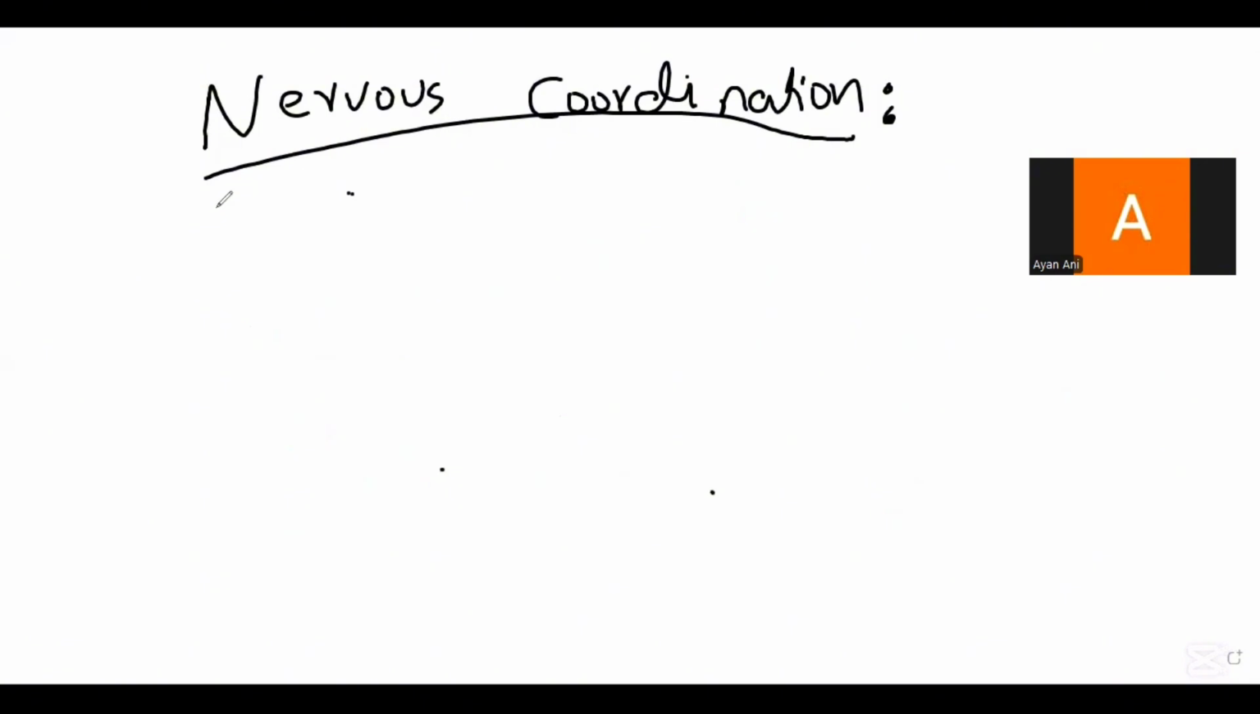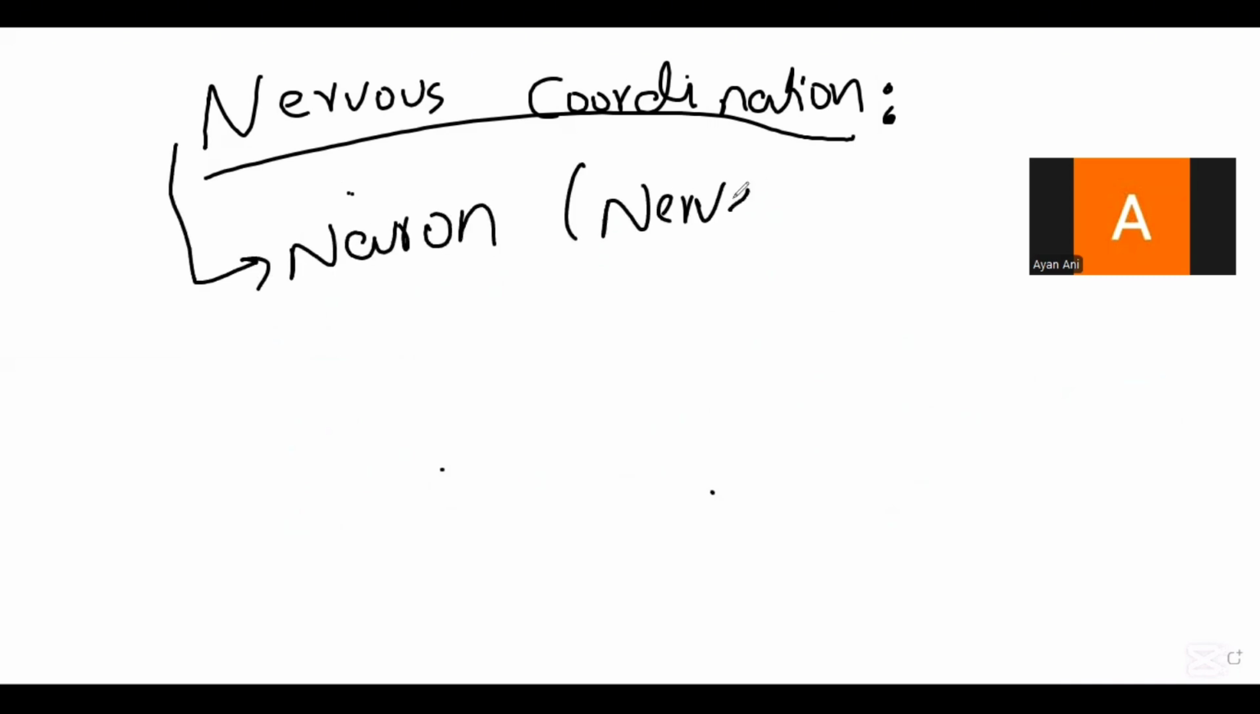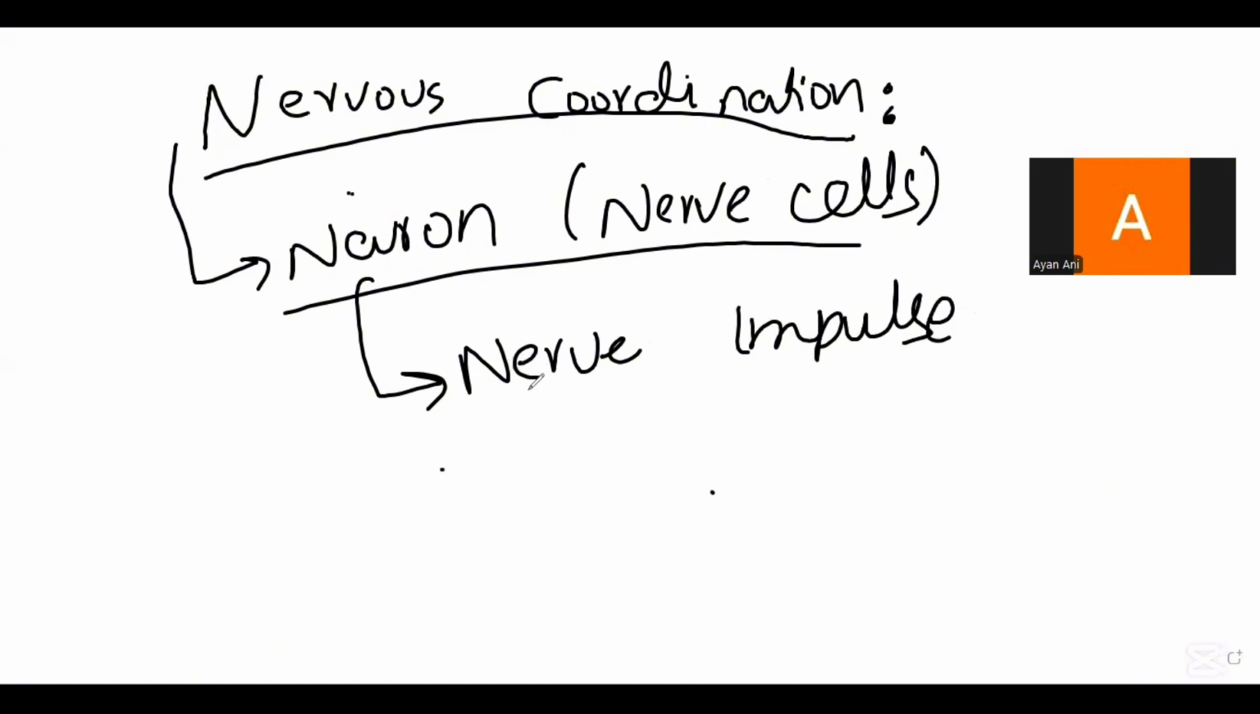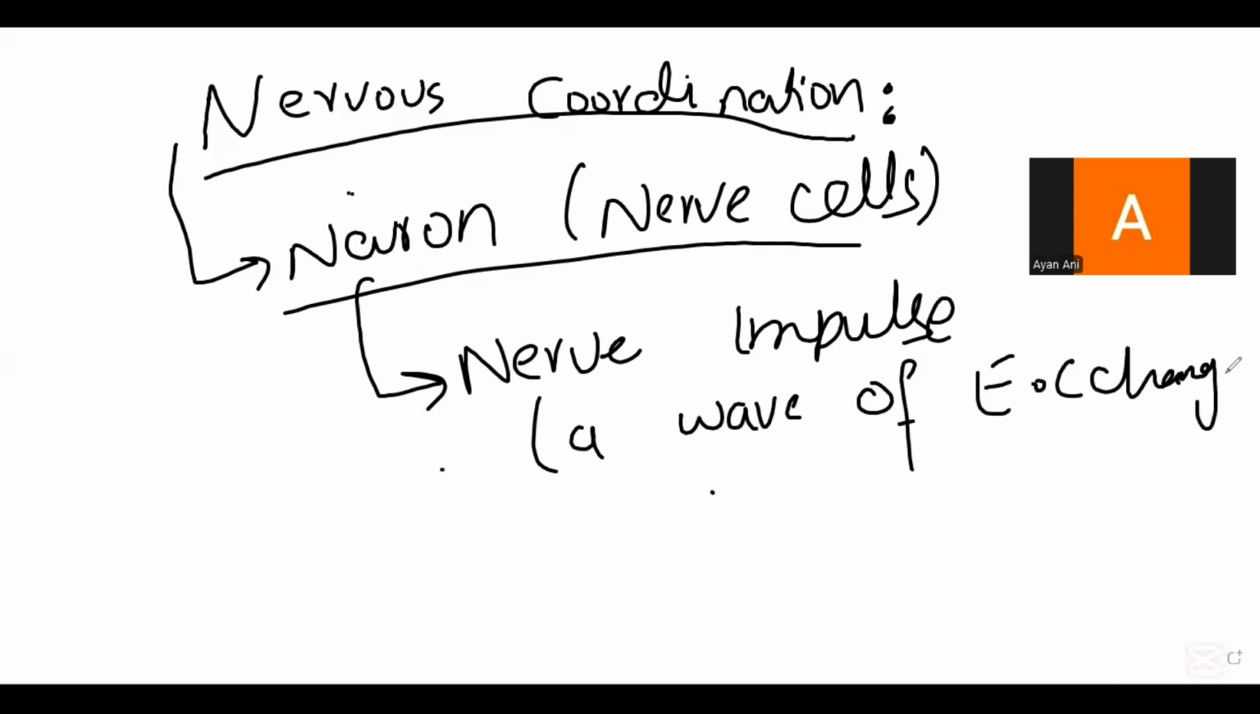The basic structural and functional unit of the nervous system is a neuron. That is basically the nerve cell. The neuron provides coordination of different body parts by transmitting nerve impulses among different body parts. A nerve impulse is basically a wave of electrochemical changes that travels along the length of neurons and provides coordination.